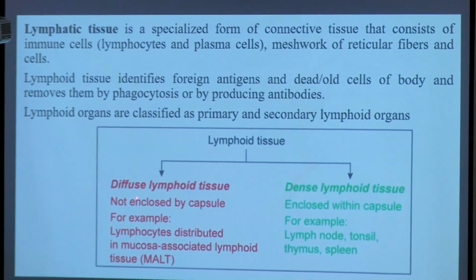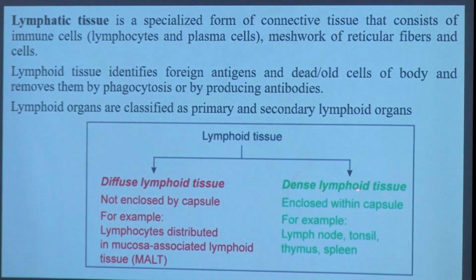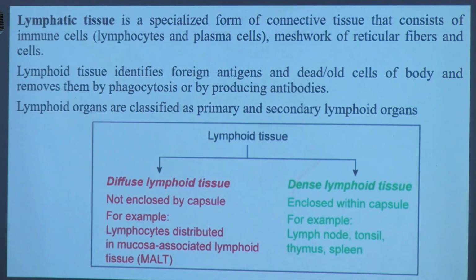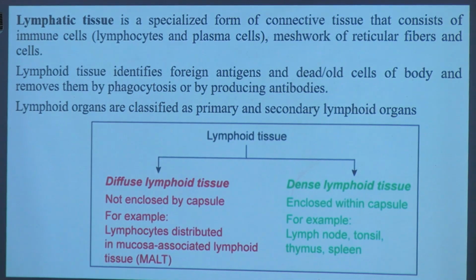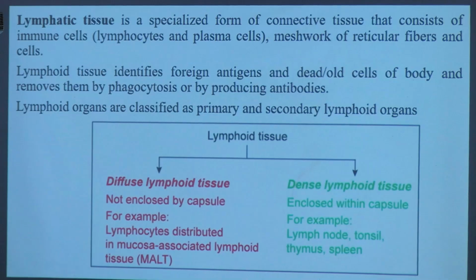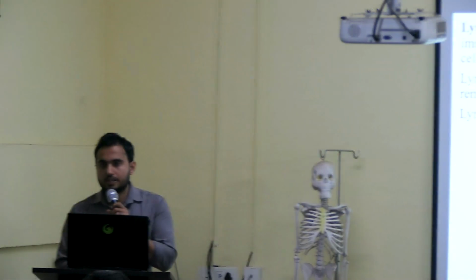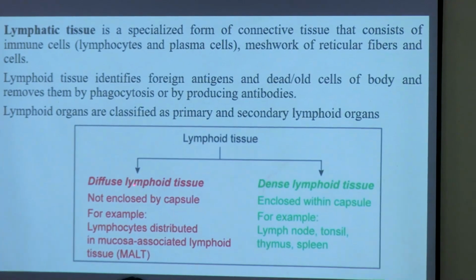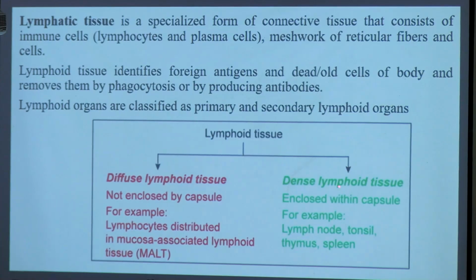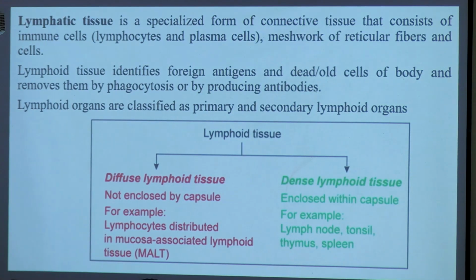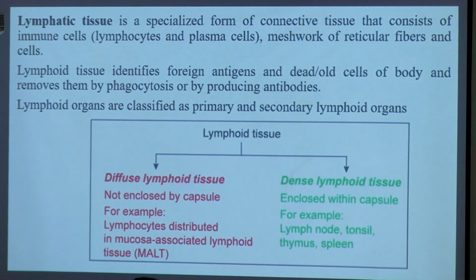Now lymphoid tissues are also there. Mainly 2 types of lymphatic tissues are there. What are these 2 types? Diffuse lymphoid tissue and dense lymphoid tissue. Based on whether a capsule is present around the lymphoid tissue or not, it is divided into 2 types. Here you can see it is not enclosed by a connective tissue capsule. That's why it is called diffuse lymphoid tissue, and when it is enclosed within a capsule, it is called dense lymphoid tissue. So 2 types are there.